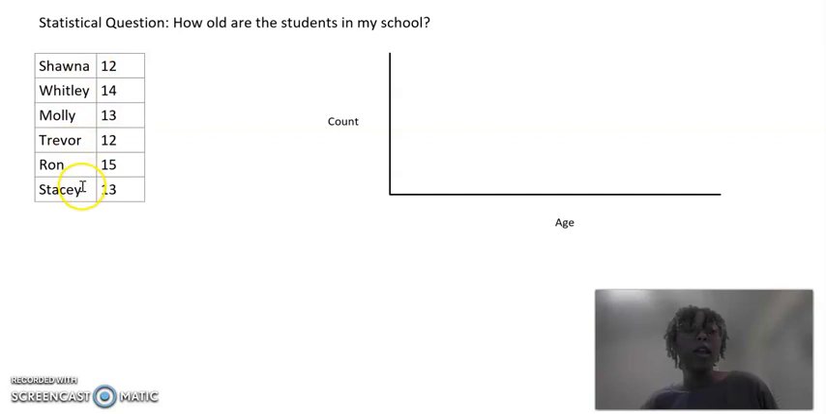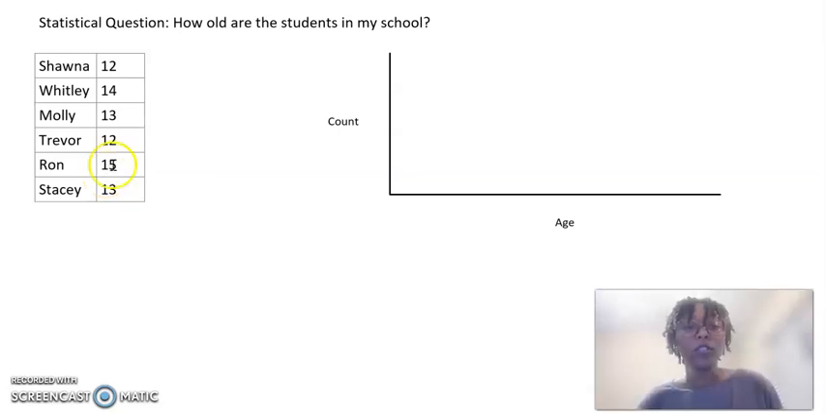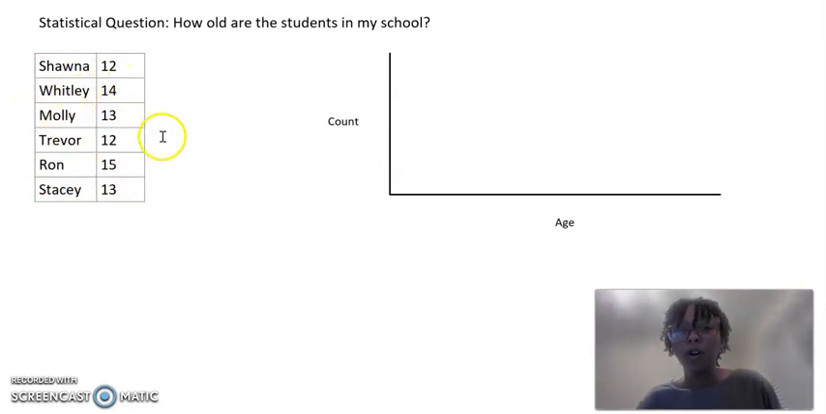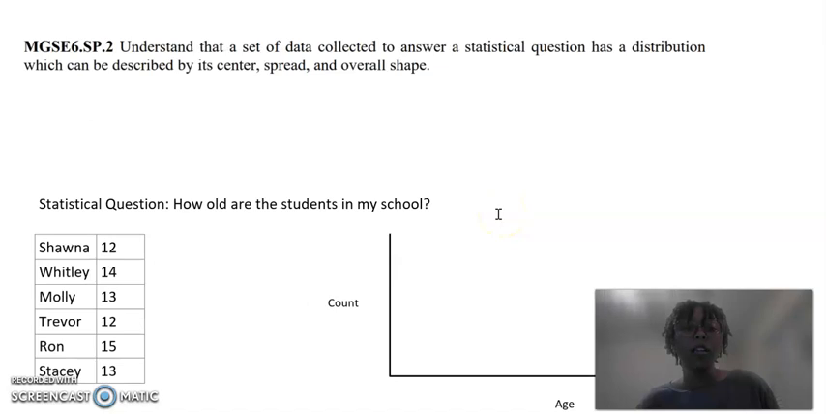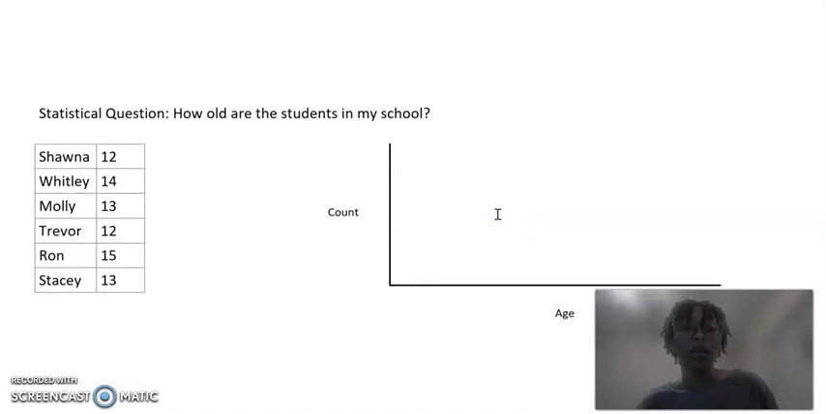So here we have the beginning of a distribution, or the beginning of some data for the ages of students in the school. So imagine that these are just 6 of the people that attend your school. And this is a middle school, so these people are 12, 14, 13, 12, 15, and 13. So what we're going to do is make a plot of the age and the count and talk about the things mentioned in the standard, the center, the spread, and the overall shape.